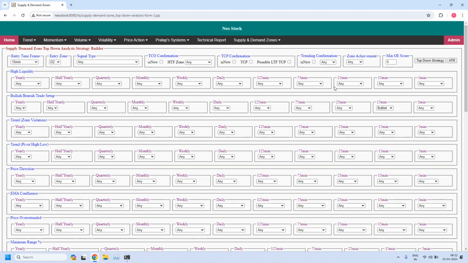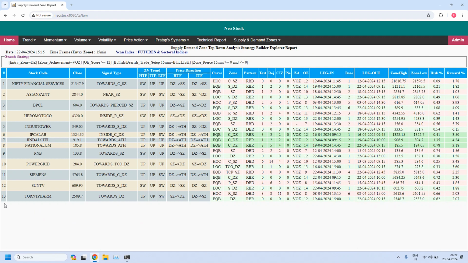And the second filter we are going to set is zone achievement. The zone achievement should always be VOZ, violated opposing zone. And the third filter is a minimum odd enhancer score. The minimum odd enhancer score for bullish or bearish trade setup should be 12. So I am setting the value 12. Now let's filter the stocks. Now 13 stocks are filtered.